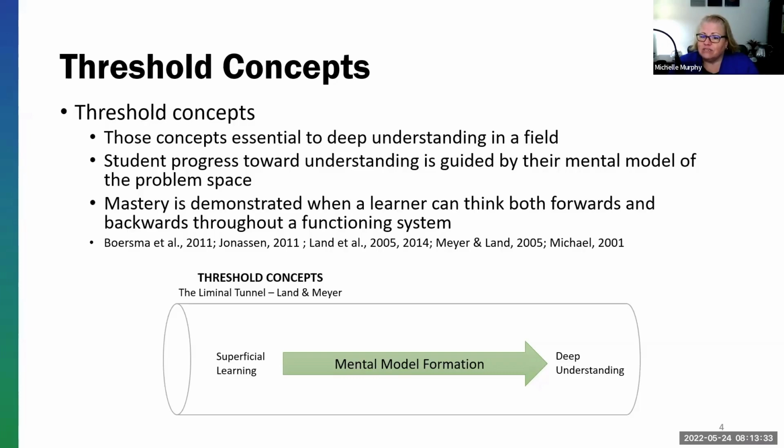Student progress towards that deep understanding is guided by the mental model they have, the problem space. What schema are they drawing on to inform their movement from superficial to deep understanding? We say they mastered the threshold concepts when they can think both forwards and backwards throughout a functioning system. And the example I usually use between memorization and understanding is think of the Pledge of Allegiance. If you can say the Pledge of Allegiance, you've memorized it. If you can jump into the Pledge of Allegiance in the middle and go backwards, then you really understand it. So if students can jump into a concept and work backwards, forwards, sideways, up, down, they really have it.